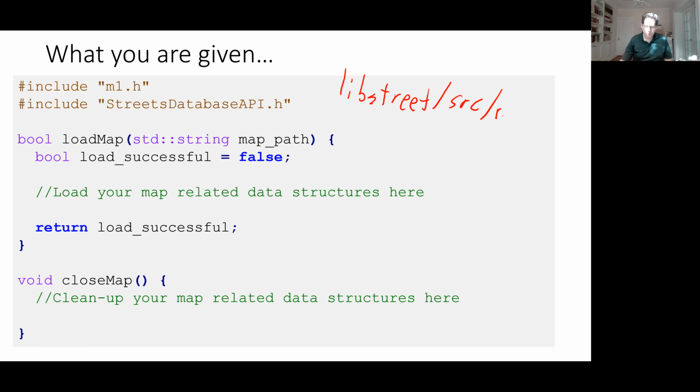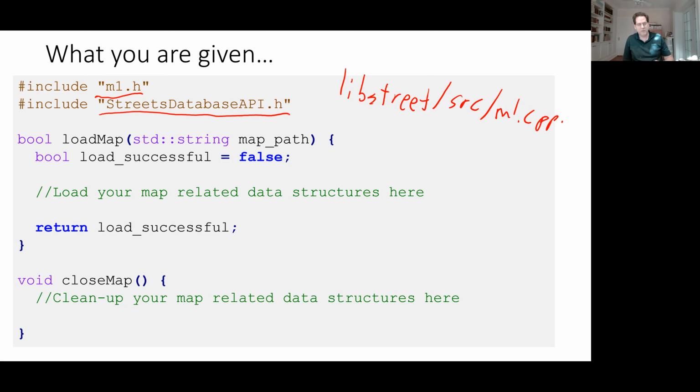We've given you one skeleton file to get you going, m1.cpp, and I'm showing you a slightly shorter version of what's in that skeleton file. This basically includes m1.h. That's a header file that we wrote, and I'm going to show you pieces of it in a minute. It basically defines what are the functions that you have to write. It also includes Streets Database API, which is the main API that you're going to call.